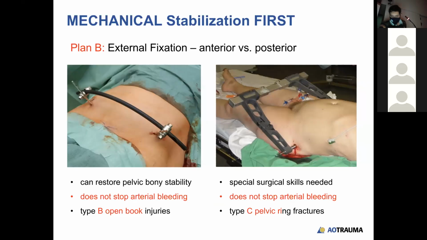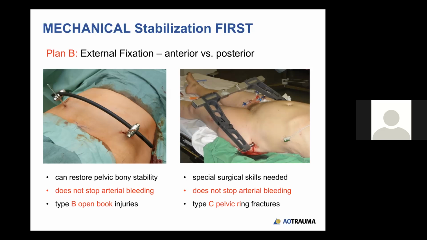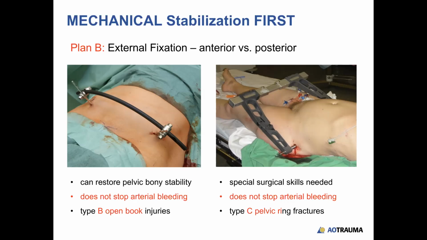The anterior external fixator is a simple one. It's only necessary to put 2 pins on each side. This gives you some kind of stability. Every addition of other pins increases the procedure. But it does not stop arterial bleeding. It's optimal only for type B open book injuries.